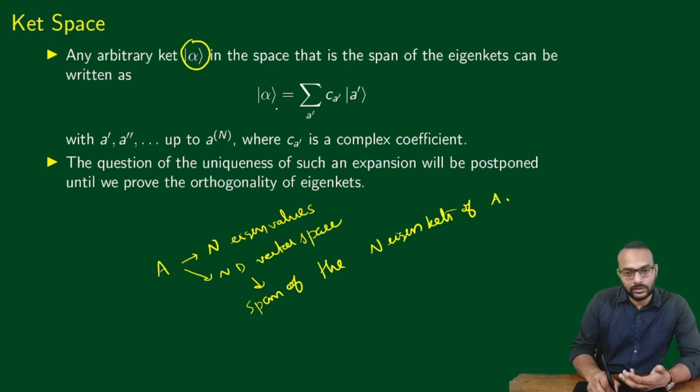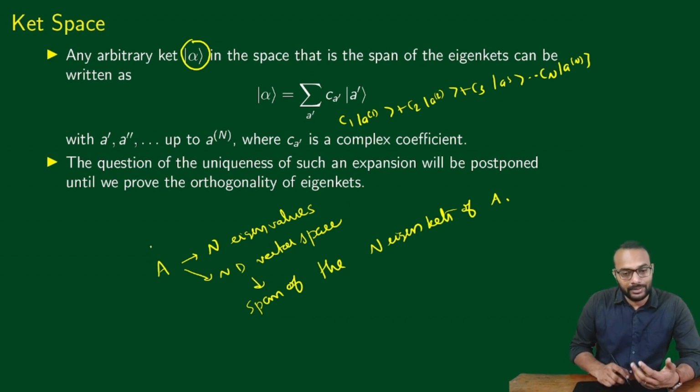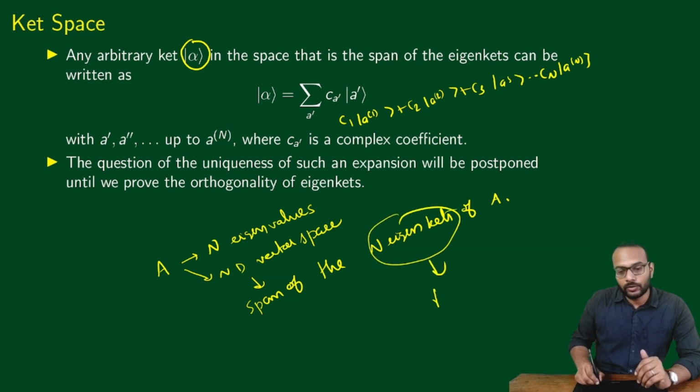Right? This is what we mean when we write alpha is equal to the sum over a prime of c a prime times ket a prime. This simply means c1 ket a1 plus c2 ket a2 plus c3 ket a3, and so on, up to cn ket an. This is the meaning of this expression. Any vector can be written as a linear combination of these, or we say that the n eigenkets of the operator A form a set of base vectors, a base ket set.